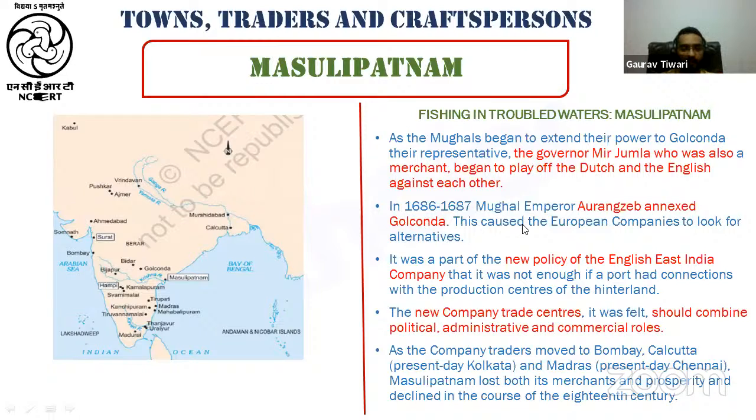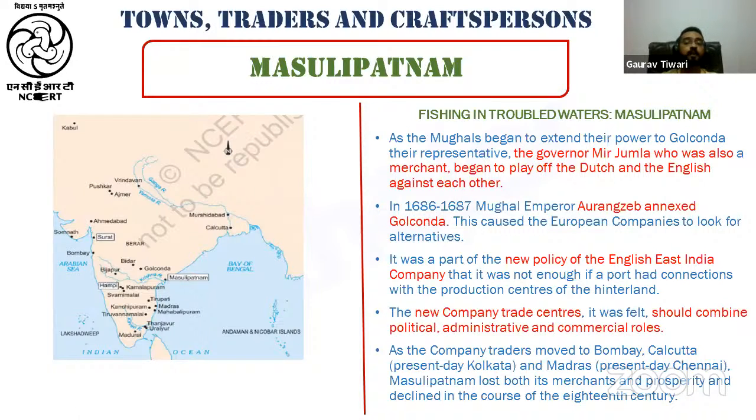So थोड़ी सी एज लेके डच आगे था, बट मीर जुमला को भेजा गया मुगल्स द्वारा. एंड who was the Mughal emperor at that time? It was Aurangzeb. Now this Aurangzeb annexed this region of Golconda, and this caused European companies to look for alternatives. That is, अब मसूलीपट्टनम तो चला गया था, तो इनको अब एक नया अल्टरनेटिव चाहिए था अपने ट्रेड को कमेंस करने के लिए, अपने ट्रेड को कैरी आउट करने के लिए.